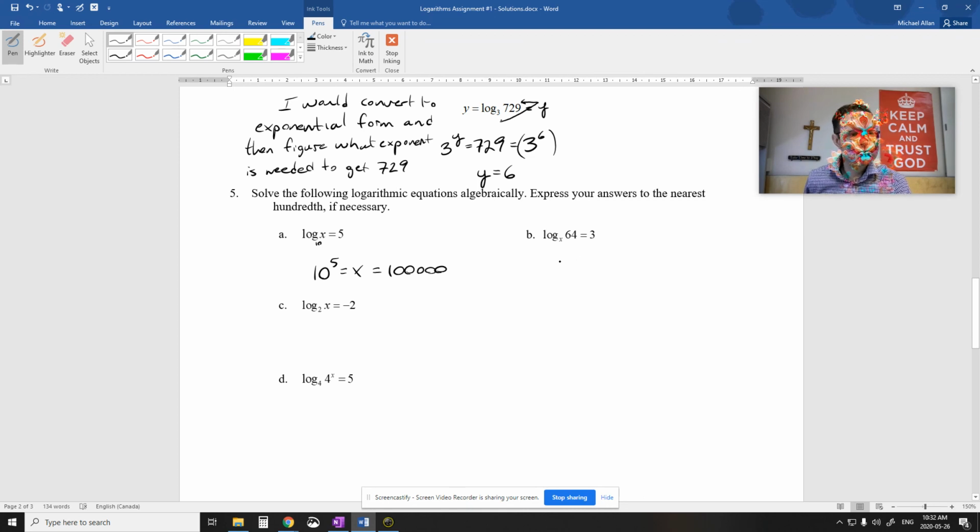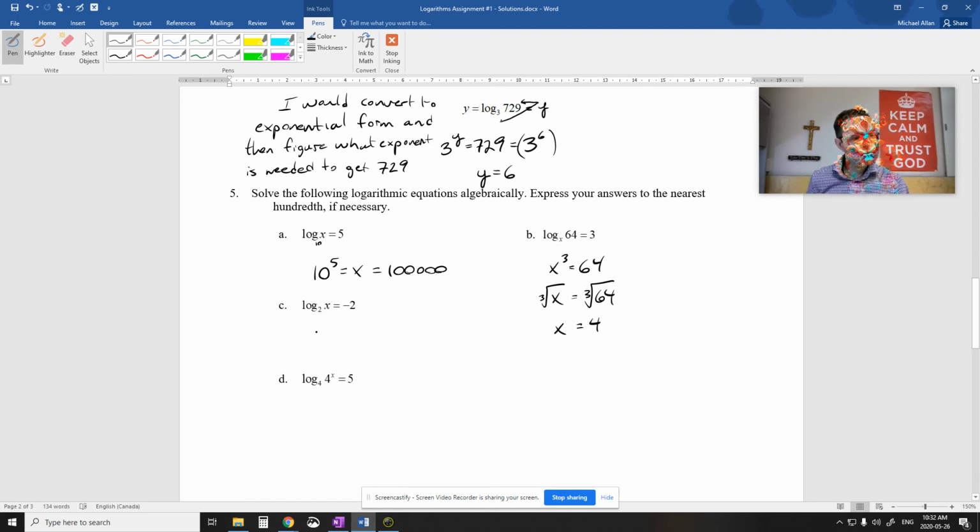Okay. So this one here, same idea. This is going to be x to the power of 3 is equal to 64. To figure this out, I'm going to take the cube root of both sides. So what is the cube root of 64? I don't know. Let me just double check. It's 4. So x is equal to 4.